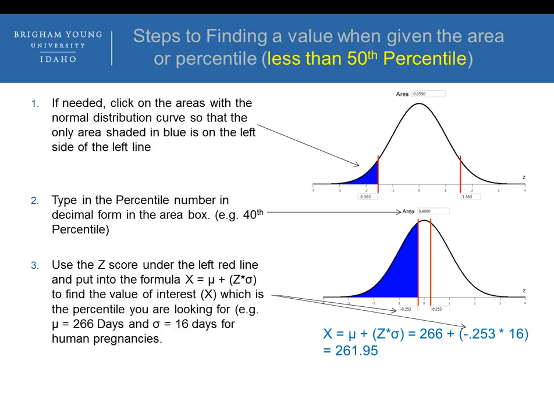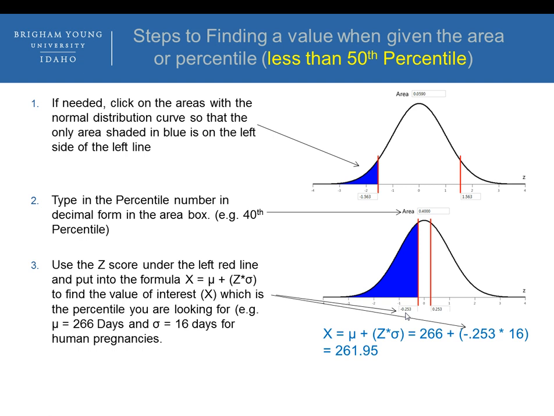We'll deal with that using the normal distribution curve, and heights are normally distributed. So here's an example. Using the applet with the normal distribution curve, click on the area so that the only area shaded in blue is on the left side of the left line. Step number 2 is to type in the percentile number in decimal form in the area box. So if my height is at the 40th percentile, I type in 0.40 and press enter, and then I have this area here. This area represents, in the example I gave, the men that I'm taller than. There's a z-score associated with it, which is negative 0.253.